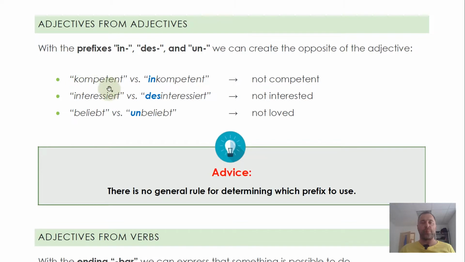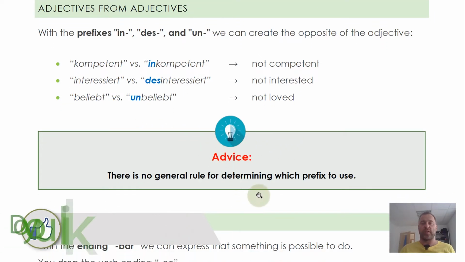For example, competent, so competent versus incompetent. So here you have knowledgeable and not knowledgeable. And interessiert, desinteressiert. So interested, not interested. Beliebt, unbeliebt. Popular, unpopular, or loved and not loved. Could be both. And unfortunately, there is no rule when to use this one, when to use this one, and when to use this one. Unfortunately, you simply have to know or just go by the sound, what sounds the best for you. But there is no rule that works here when you have to use which one.